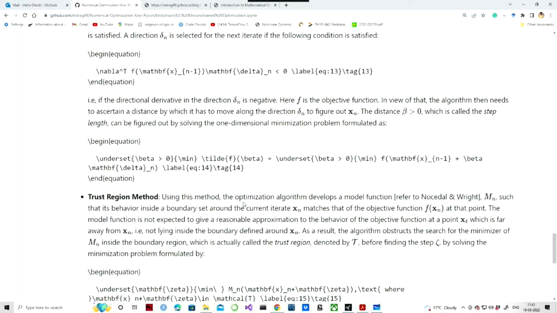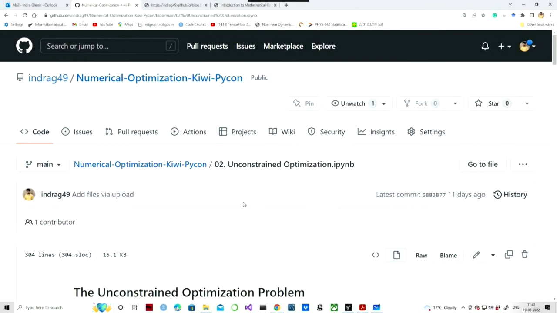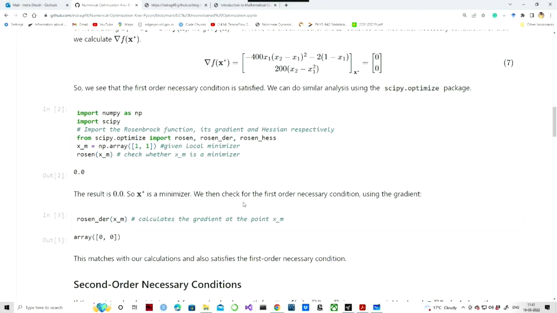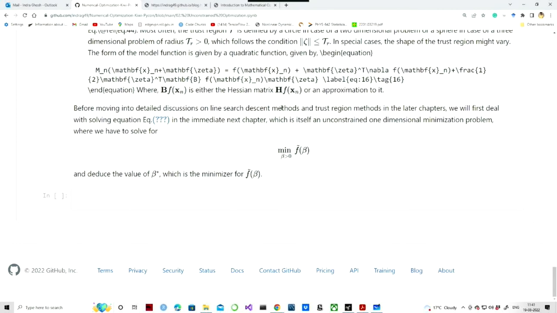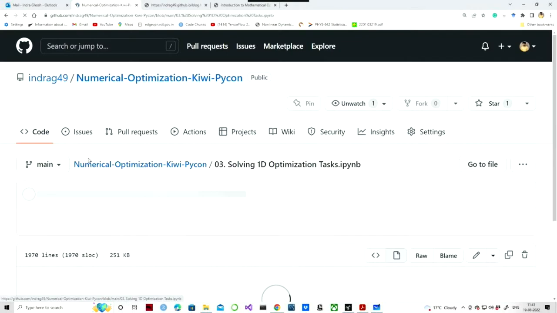Actually, this is the GitHub repo. It's not the notebooks. I have to run the notebooks to make the rendering happen, which is not working. Anyhow, we'll move on to the next thing.